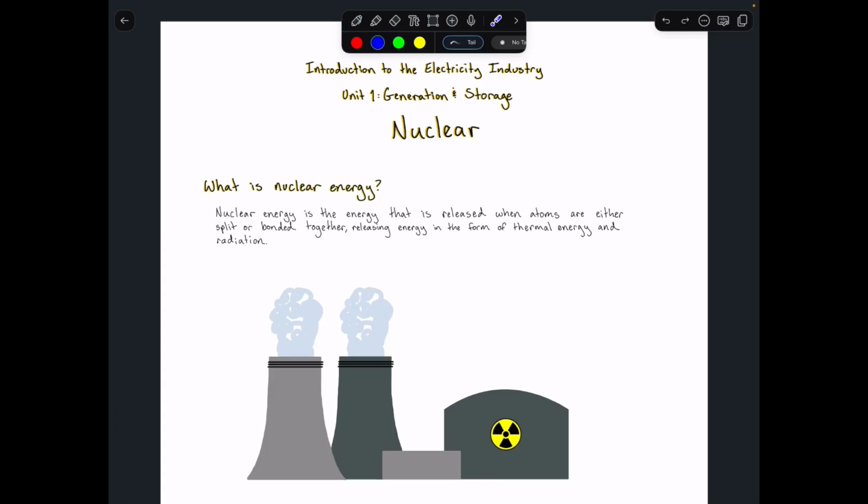So nuclear energy is one of the many energy resources that is used around the world for generating electricity. The goal of this lecture is to help people understand what exactly nuclear energy is, how it is used to generate electricity, and discuss some of the considerations around using it as an energy resource.